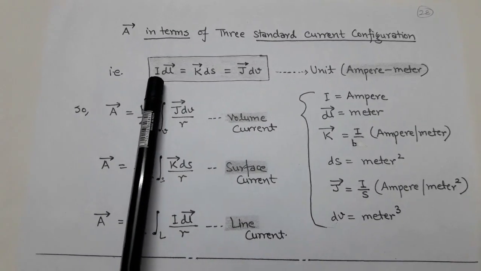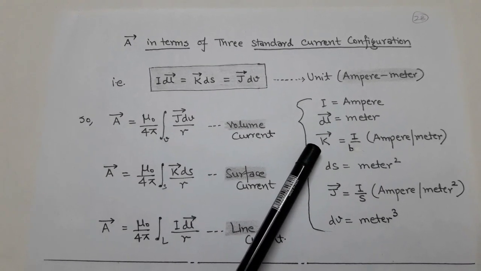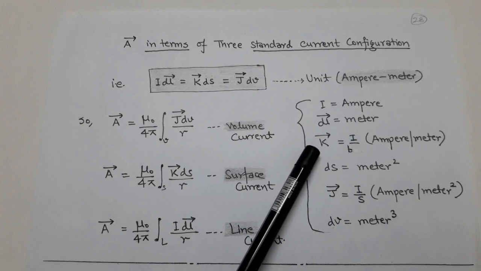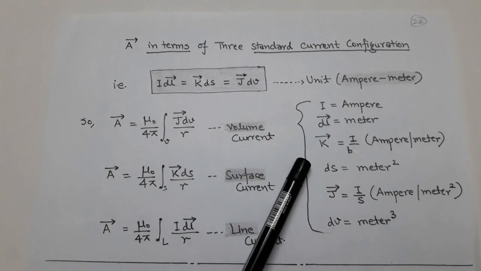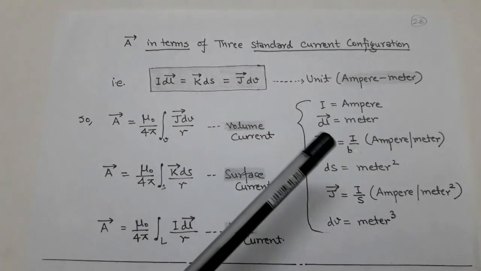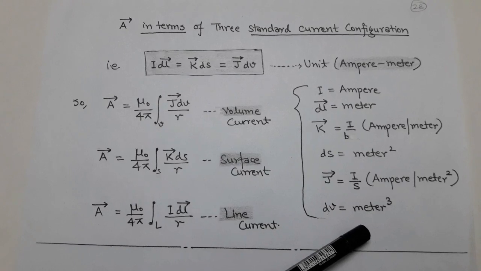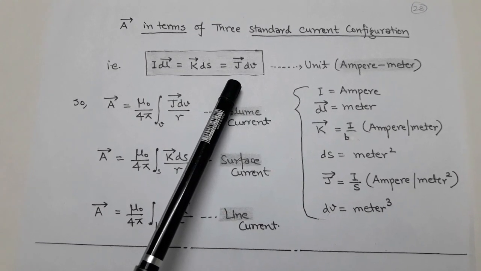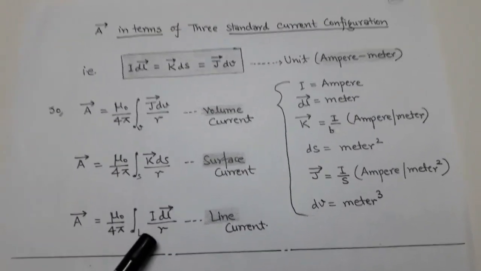Because in the first element, that is I dl, I has a unit ampere and dl vector has a unit meter. So the first term has a unit ampere meter. The second current element is K vector into ds. Here K vector equals I upon b, b is a perpendicular distance. So the unit of K vector is ampere per meter, and the unit of ds, a differential surface, is meter square. So we get a unit of K vector into ds as ampere meter. Similarly, the J vector is current upon area, that is ampere per meter square, and dv has meter cube. So J vector into dv has a unit of ampere meter. So in all the three standard current configurations, we have a unit that is ampere meter.